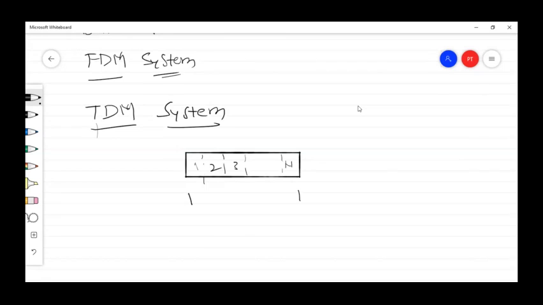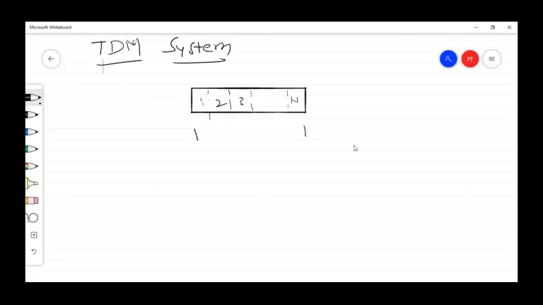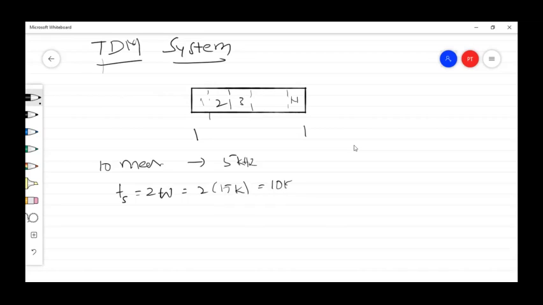For example, let me explain. For example, I want to transmit 10 number of message signals, each is having 5 kilohertz. Then before transmission here, we need to perform sampling because we are sending all the signals, not all the time. So we are sending only the signals for small intervals of time. That means we need to sample. So that's why the sampling frequency is 2 times of bandwidth. So it is 2 into 5 kilohertz. It is simply 10 kilohertz.